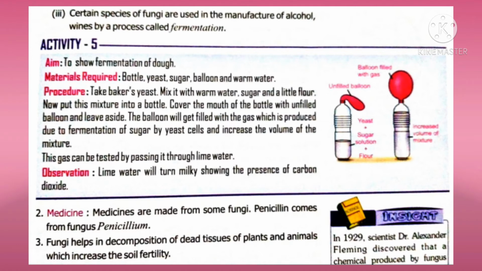Activity 5 is to show fermentation of dough. In this activity, we are going to take yeast, sugar, a balloon, and warm water along with bottles. Now take some warm water and add yeast, sugar, and a little flour. Take this mixture in a bottle and cover the bottle with an unfilled balloon, that is, a deflated balloon. Keep the bottle aside for a few hours.